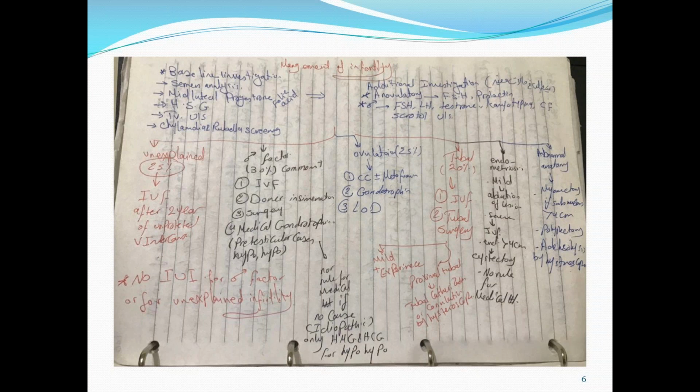And also it could be endometriosis, the cause of the infertility, and sometimes it could be abnormal anatomy, which can be determined from the ultrasound. Like sometimes if there is submucous myoma more than 4 centimeters, we can offer myomectomy.